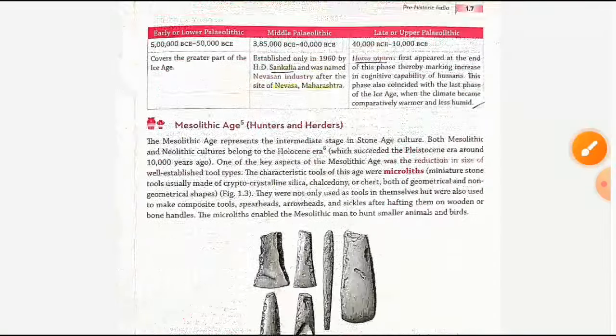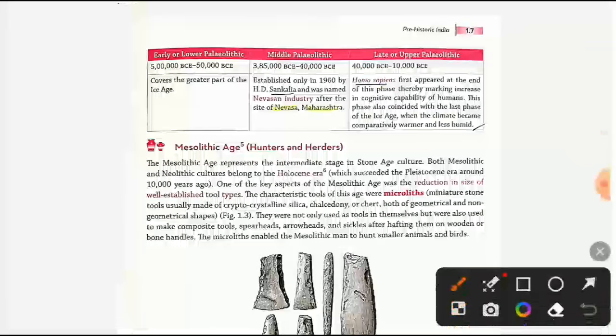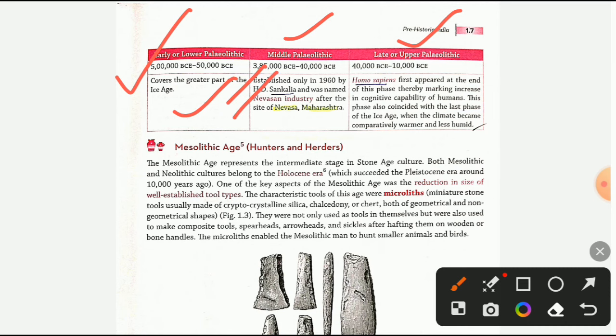Next is some more difference is given. Early is 5 lakh to 50,000 BC, middle is 3 lakh 85,000 to 40,000, and late is 40,000 to 10,000. Covers the greater part of the Ice Age. In middle, it was established only in 1960 by H.D. Sankalia and was named Nevasan Industry after the site of Nevasa, Maharashtra. So in the middle Paleolithic, Nevasa site was developed, that is in Maharashtra.